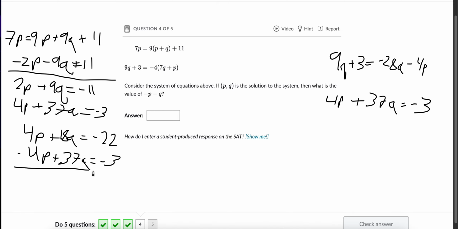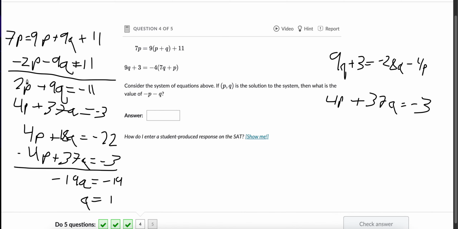Then we subtract the equations because we want to get 0 for p, and get a value of q with a number value. So 18 minus 37 is negative 19, so we have negative 19q equals negative 19. So we know that q is equal to 1. Great. If q is equal to 1, then we can put q into either of the other equations.